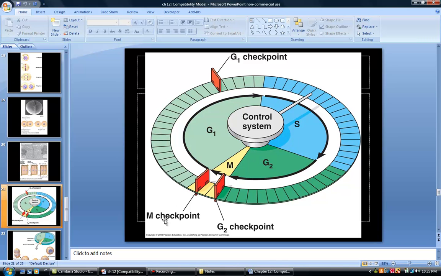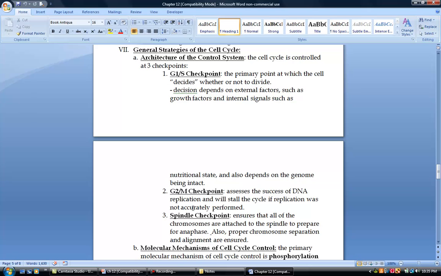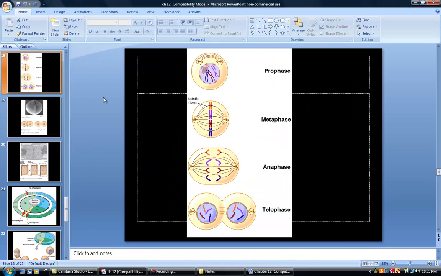Now in here it says M checkpoint, but it's actually called the spindle checkpoint, and the spindle checkpoint is going to happen at the end of metaphase. Let's look here and see what's happening at the end of metaphase. We've got all of our chromosomes or sister chromatids lined up, and we've got microtubules on either side here. The spindle checkpoint is going to make sure that each side of the chromosomes are attached to microtubules, and the reason for that is because if you look at the next phase, they're going to get split.